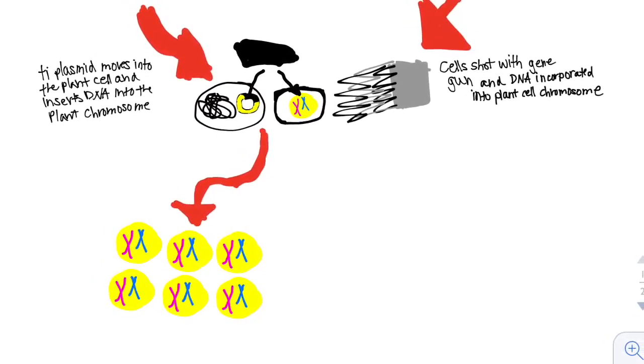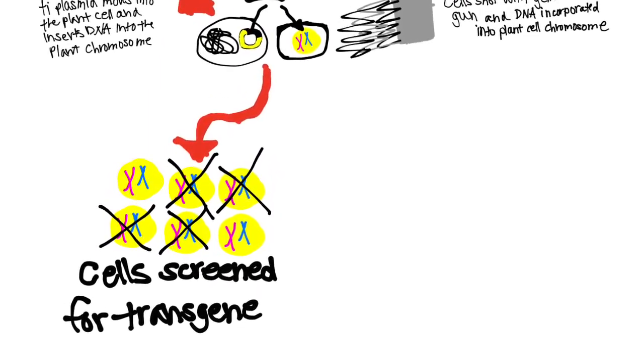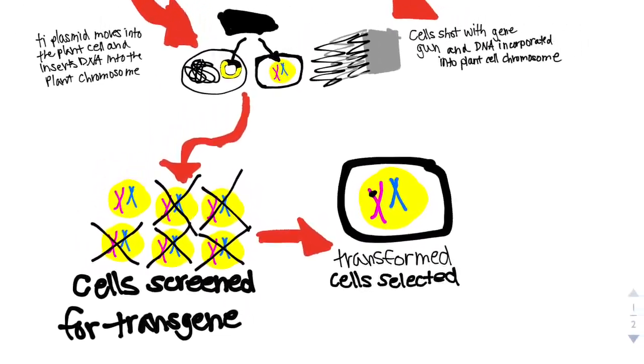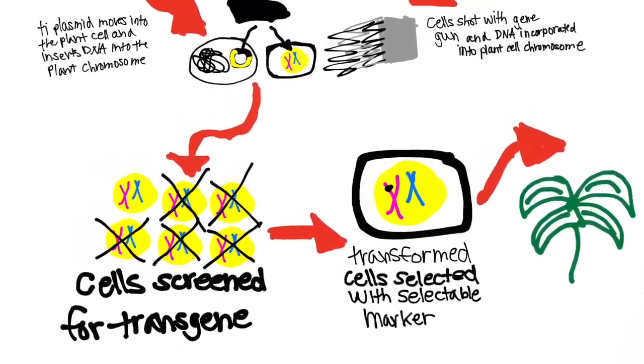The daughter cells are screened for the desired genotype, and the cells with the genotype are marked and replicated and become the basis for the genetically modified plant.